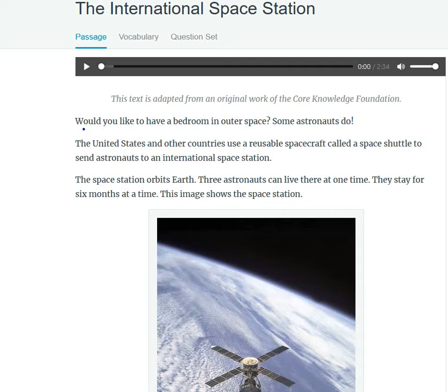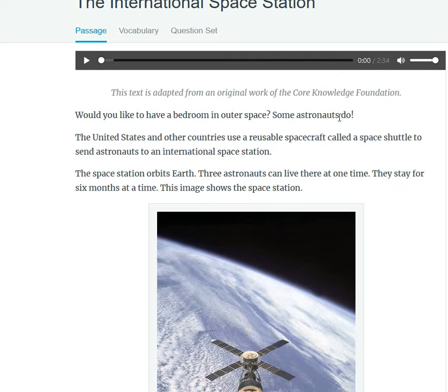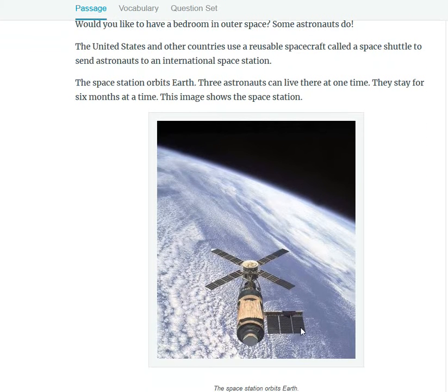Some astronauts do. The United States and other countries use a reusable spacecraft called a space shuttle to send astronauts to an international space station. The space station orbits Earth. 3 astronauts can live there at one time. They stay for 6 months at a time, and the image below shows the space station. Once we read all that, we can take a look at this picture. After we read the first paragraph, we know what the International Space Station looks like.